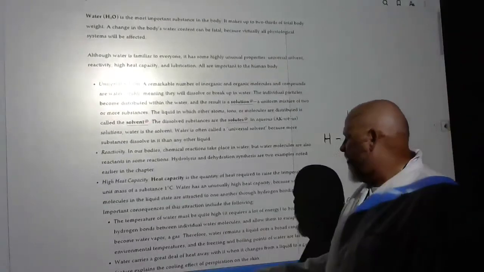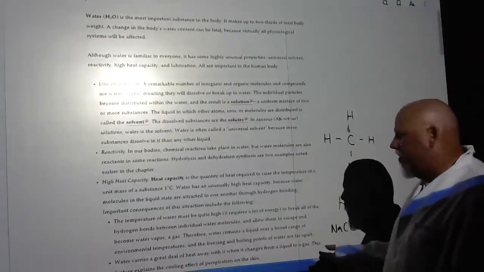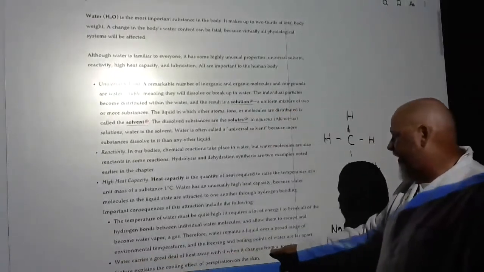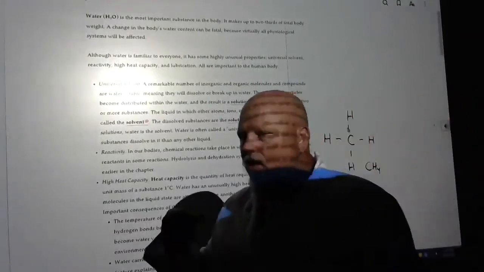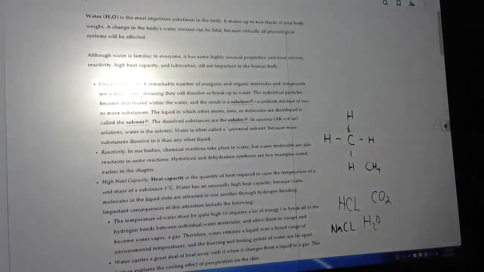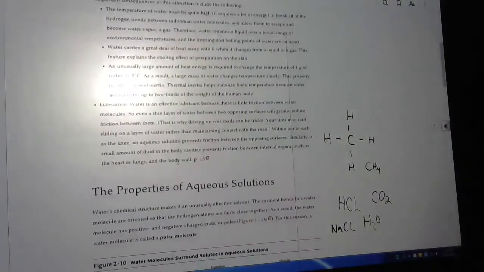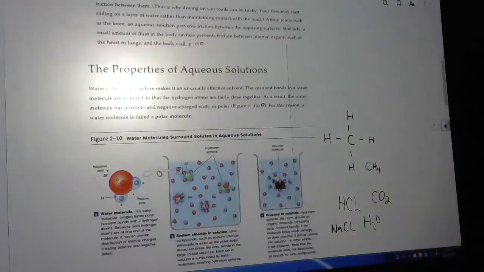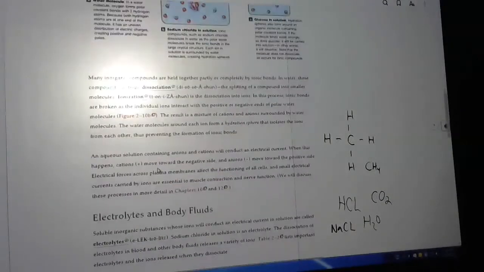Water carries a great deal of heat away when it changes from liquid to gas. This feature explains the cooling effect of perspiration on the skin. So water carries a great deal of heat away when we're sweating, right? As it leaves, it's carrying that heat away. Also, water is a great lubricant. There's that thermal inertia right there. Okay, so water is a polar molecule.